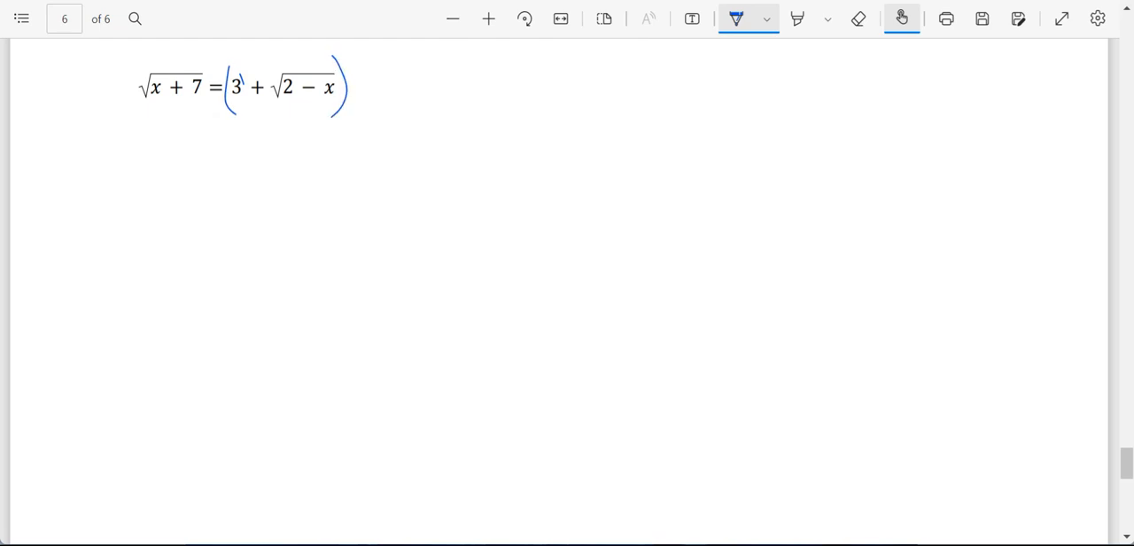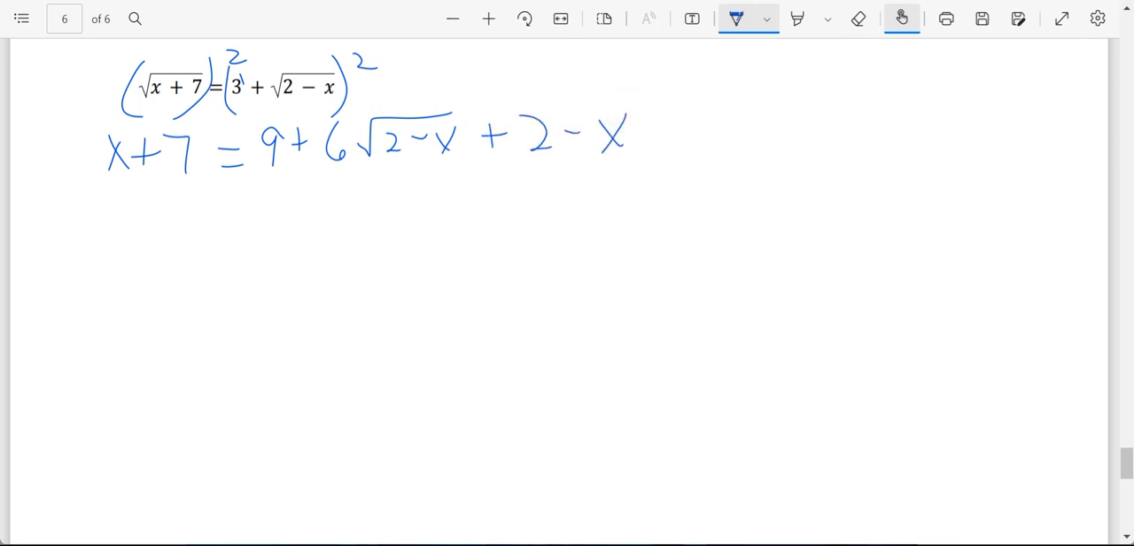So, even though I have two different radicals here, we got to go straight to squaring it, okay? Unfortunately. We have radicals on both sides and you're adding or subtracting a number. You got to do this, okay? So you're going to get this x plus 7 on the left, and then you got to FOIL this right side. When you FOIL it, you're going to get 9 plus 6 root 2 minus x plus 2 minus x. All right, now we can put all the radical on one side and everything else on the other.